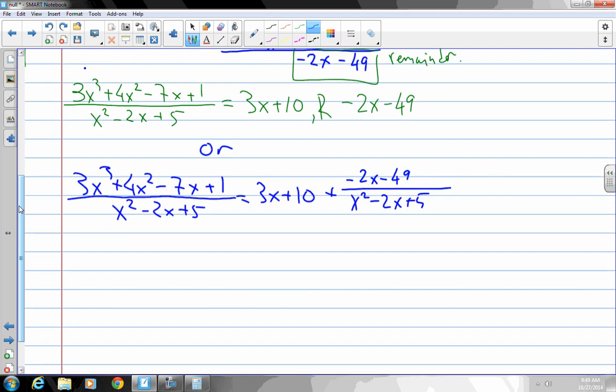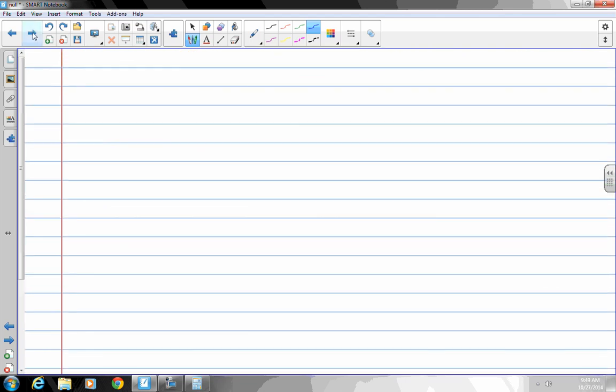Let's try this example. I want to take x cubed minus 8 and divide it by x squared plus 2x plus 4.